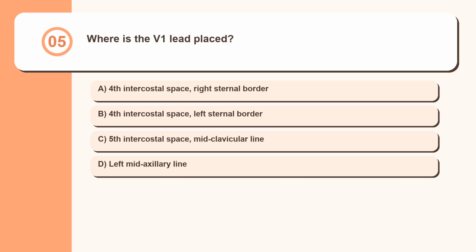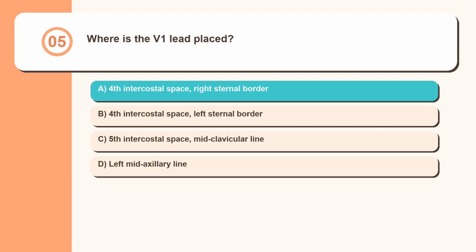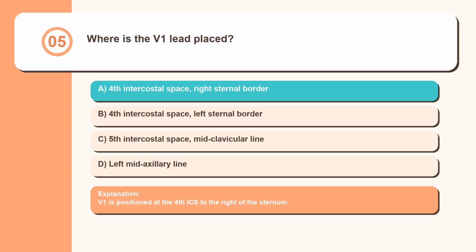Question 5. Where is the V1 lead placed? Fourth intercostal space, right sternal border. Fourth intercostal space, left sternal border. Fifth intercostal space, midclavicular line, left midaxillary line. V1 is positioned at the fourth ICS to the right of the sternum.